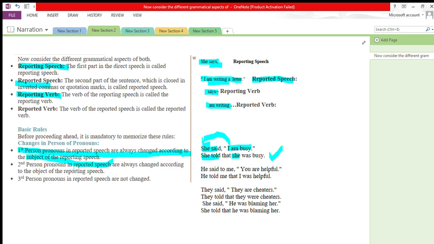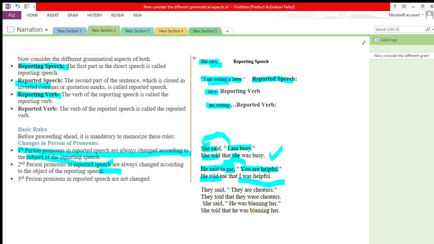Second person pronouns in reported speech are always changed according to the object of the reporting speech. Now see, he said to me, "You are helpful." Here, "me" is the object. He told me that I was helpful. According to the object of the reporting speech, "you" has changed into "I."